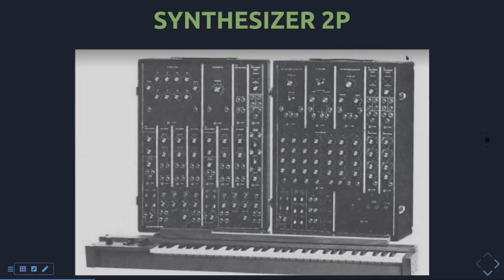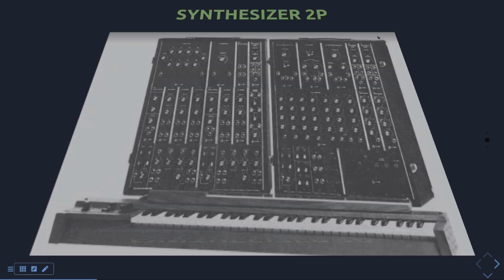Then we moved to the Synthesizer 2, which was released in 1965 and was designed for more complex applications in studios and universities. This version is the portable version, but I'm not sure how portable carrying around a 200-pound synthesizer is. Oh, and the keyboard. You also need the keyboard.